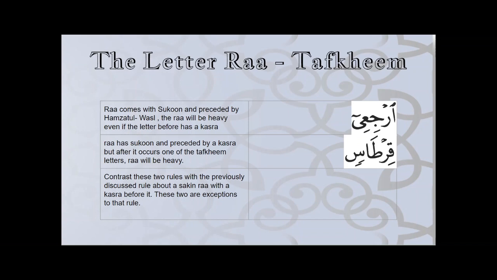The final set of rules with tafkhim is that when the ra sukoon is preceded by hamzatul wasl, and we talked about the hamzatul wasl in the rules related to starting and stopping quite a bit. When the hamzatul wasl is before the ra sukun, then the pronouncement of the ra sukun will be heavy, even if the letter before has a kasra. What do I mean? For example, in this case, irji'i, irji'i, this ra is going to be pronounced heavy.